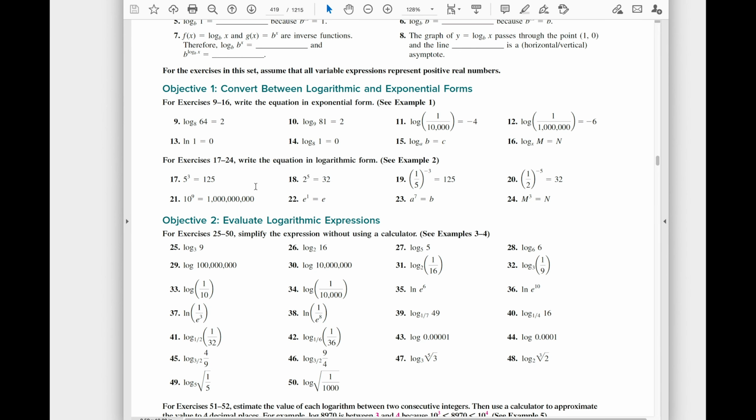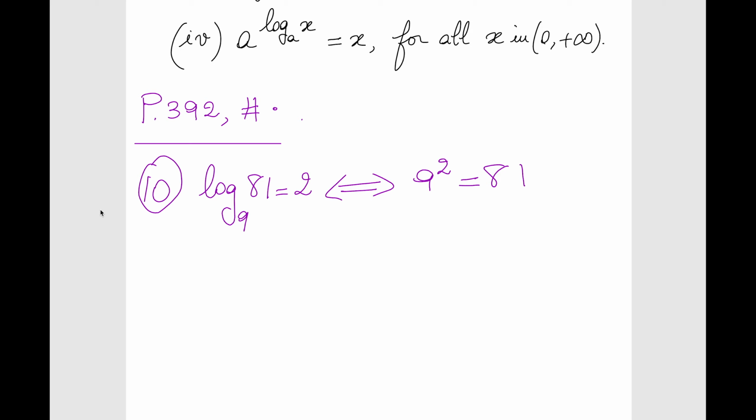Okay, all right, so nothing special here. Let's do one of these 17 through 24. They are written in exponential form, and they want to write it in logarithmic form. Let's just choose one of them. How about 20? 1 over 2 to power negative 5 is equal to 32. So 20. I have 1 over 2 to power negative 5 is equal to 32, right?